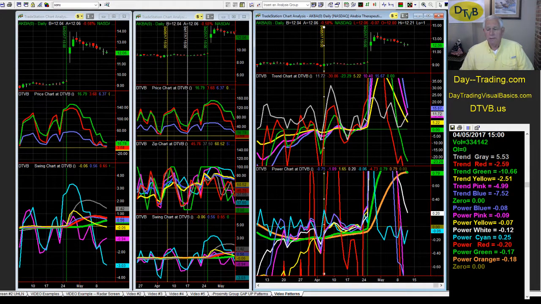Look at it this way. The power orange at minus 0.18 is 6 times lower than the power green line at minus 0.03 on the vertical green line. It may not look like much to you, but that's the difference between technical analysis and how you can identify what works and what doesn't work.